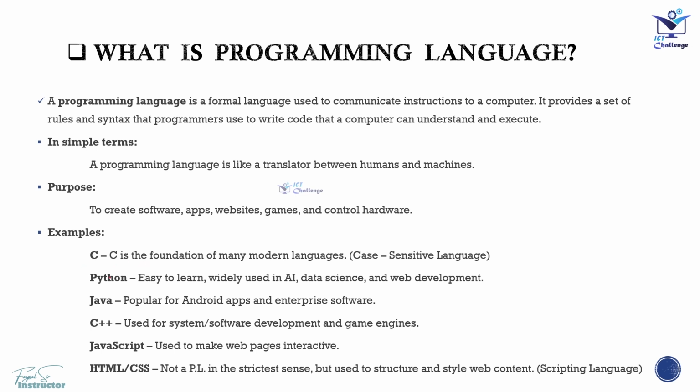So we have also other programming languages like Python, easy to learn, widely used in AI, data science, and web development. Also Java, popular for Android apps and enterprise software. We have also JavaScript. Here is another language used to make web pages interactive. C++ is the second generation of C language, used for system software development and game engines.